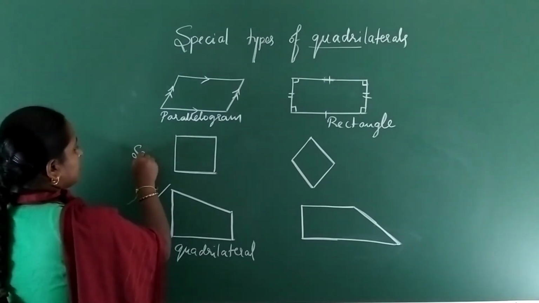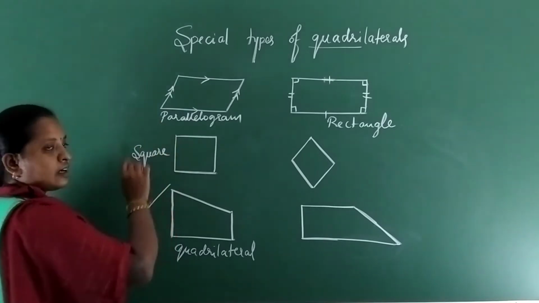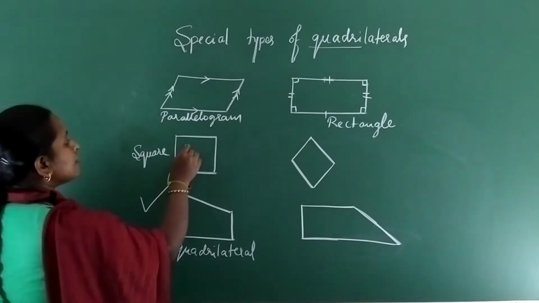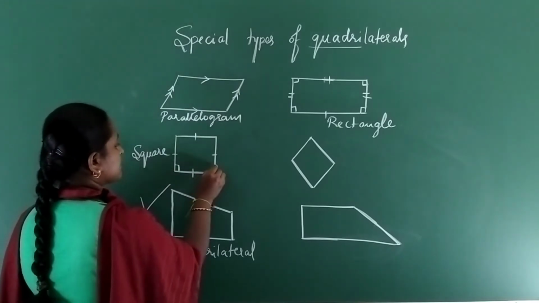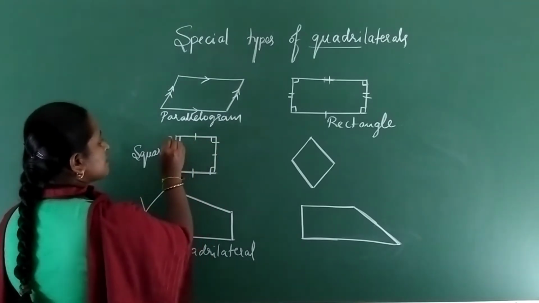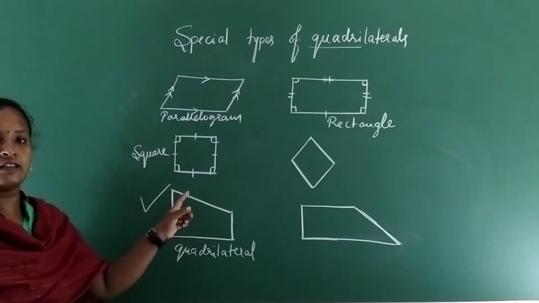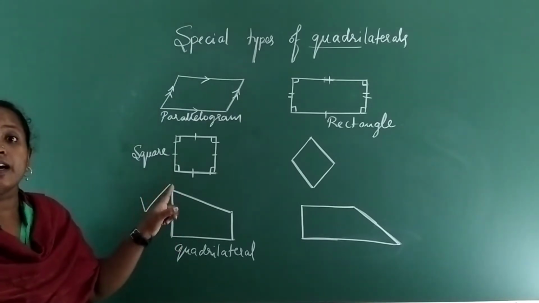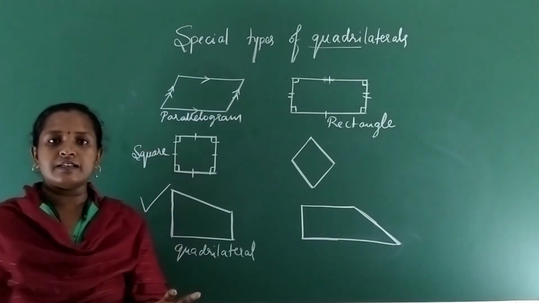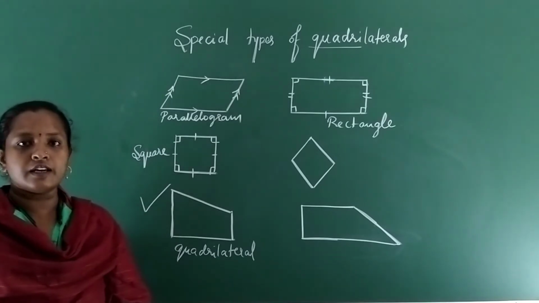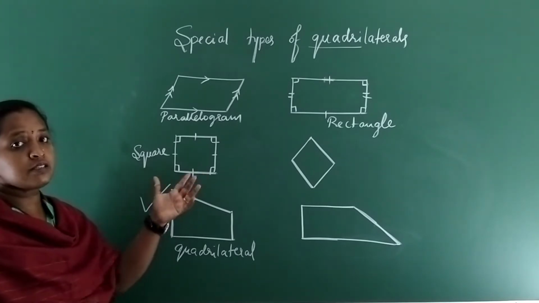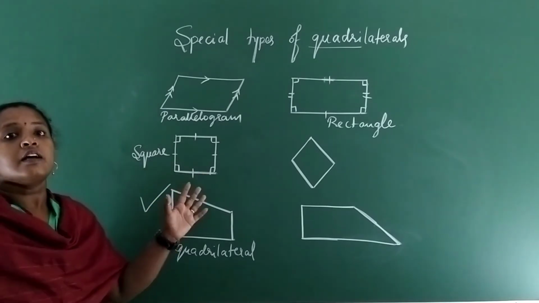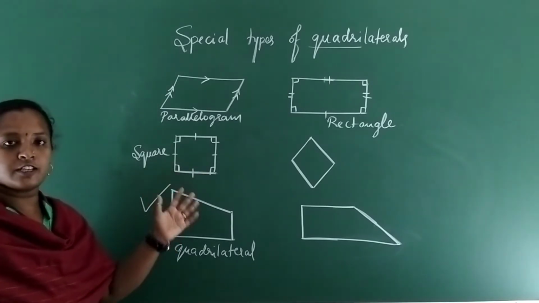Next, we know this one. This is a square. Correct? What is the speciality? All the sides are equal and it is exactly at 90 degrees. This is the speciality of this quadrilateral. It is named as square. Why? All the sides are equal, all the angles are equal, and the speciality of the square is that all the sides and angles are equal. I hope you have understood, children.